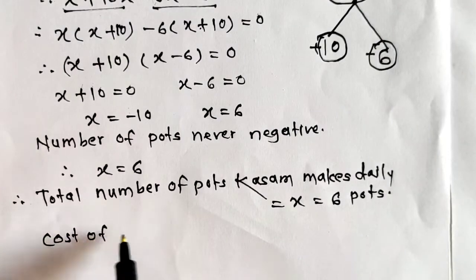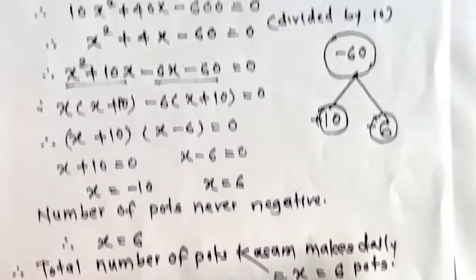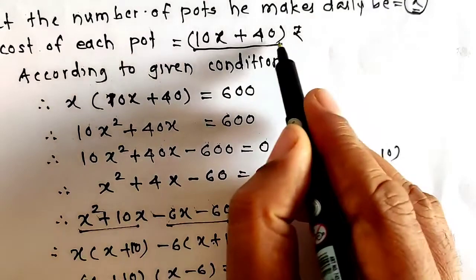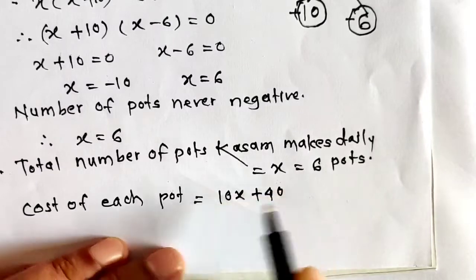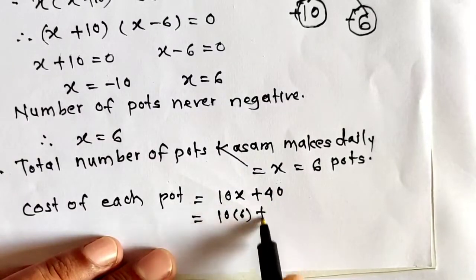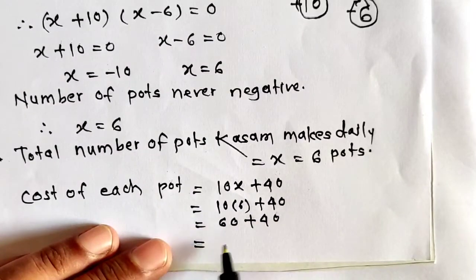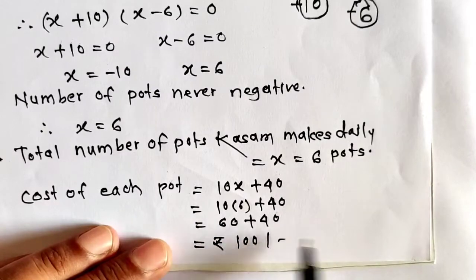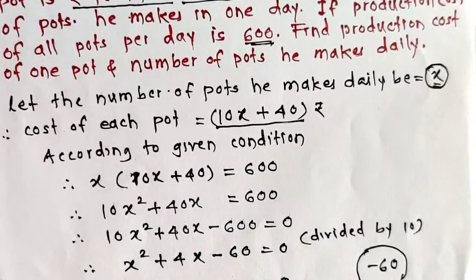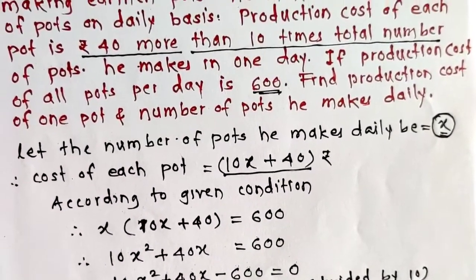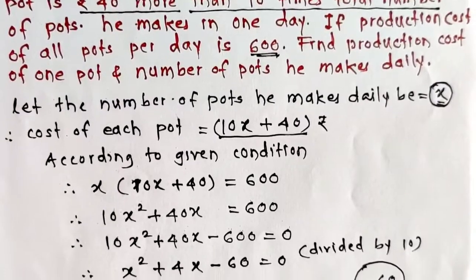The cost of each pot, or one pot, is equal to, so here we consider this pot, the cost of the pot is 10x plus 40. Substituting x, we get 10 into 6 plus 40, that means 60 plus 40 is equal to rupees 100. Therefore, in this way we can find the number of pots and the cost of each pot. So first read the sum carefully and observe that sum.